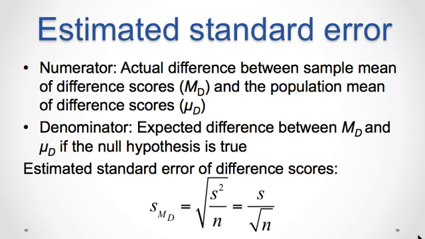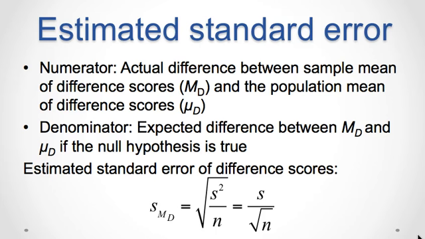Estimated standard error of difference scores gives us this expected difference. For related samples t statistic formula, estimated standard error is calculated as the square root of the sample variance of the difference scores, divided by sample size n, where n is the number of pairs or number of difference scores, or sample standard deviation of difference scores divided by the square root of n.